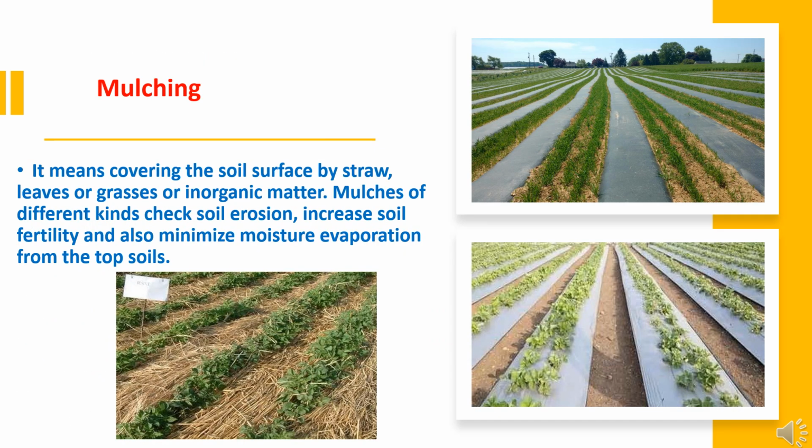Mulching. Mulching means covering the soil surface with straw, leaves, or grasses, or with inorganic matter. Mulches of different kinds check soil erosion, increase soil fertility, and also minimize moisture evaporation from the topsoil. So it also plays an important role in soil conservation.